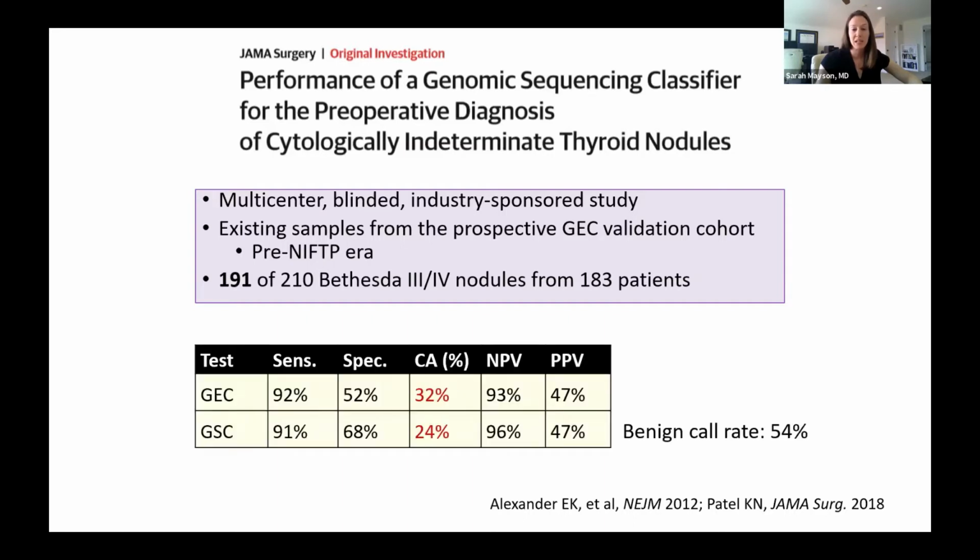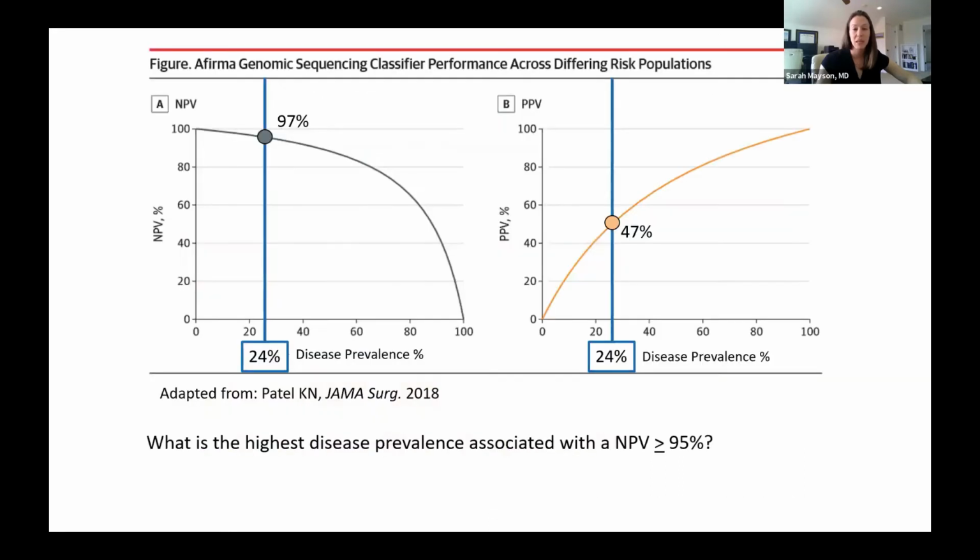The specificity of this test was notably higher at 68% compared to GEC, predominantly related to those new Hürthle cell classifiers that I mentioned. And the cancer prevalence in this study is slightly lower than GEC because it did not include Bethesda 5 cytology in the determination of test performance. And the overall negative predictive value was 96%, positive predictive value 47%, and the benign call rate in the study was 54%. This figure shows the NPV and PPV for the GSC tests that I just mentioned for Bethesda 3 and 4 nodules in combination. And this is where the disease prevalence was 24% overall.